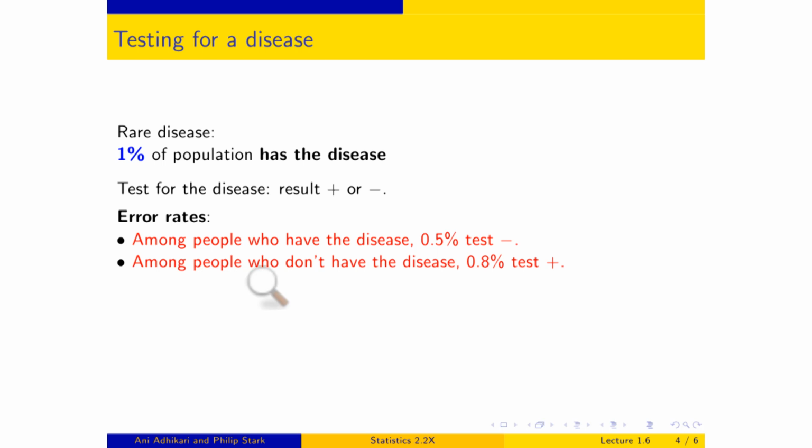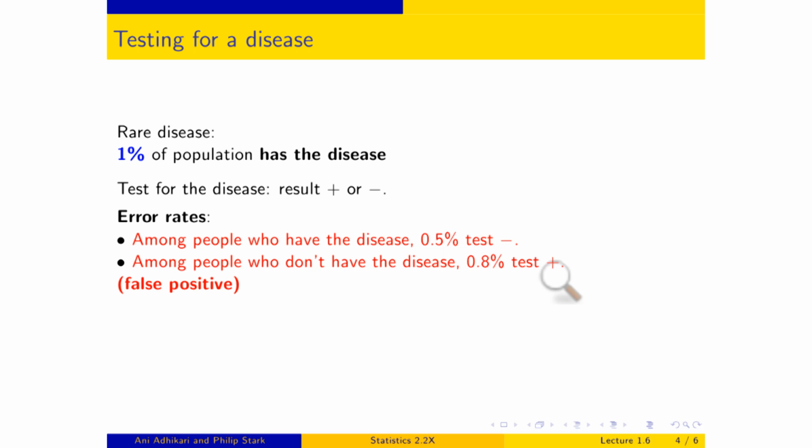And among people who don't have the disease, 0.8% test positive. So they get their result back, and it's positive, but they don't actually have the disease. And that is called a false positive. So there are two kinds of errors, and they are distinct. And most tests make both of them to some extent.